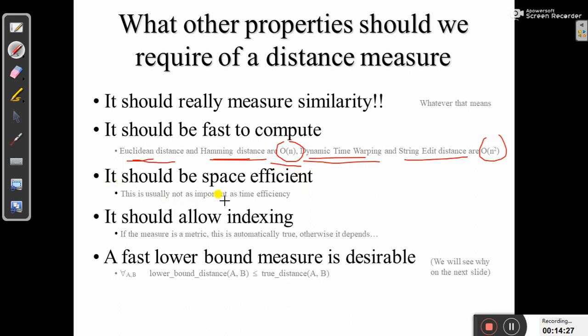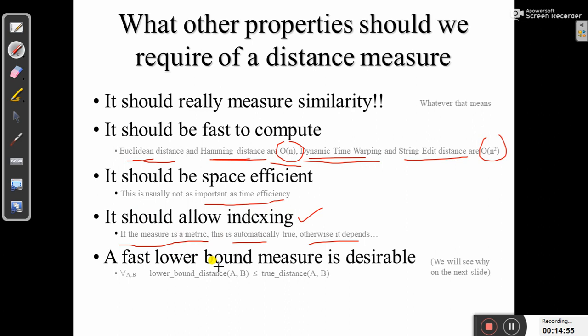This is usually not as important as time efficiency, but we may also look into it. It should allow indexing. If the measure is metric, this is automatically true. Otherwise, it depends. Whenever you design a distance measure function, if it provides a matrix of measurements, then it already allows indexing. Otherwise, it depends upon whatever measure you choose.